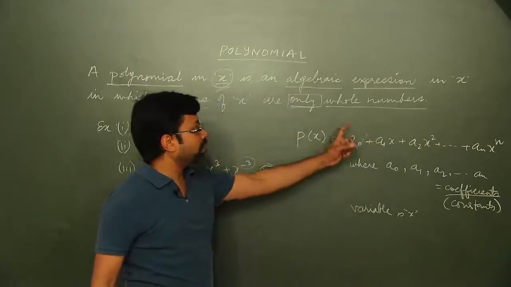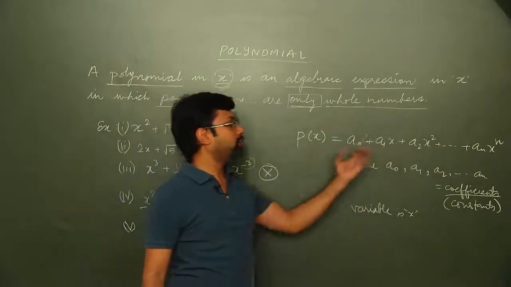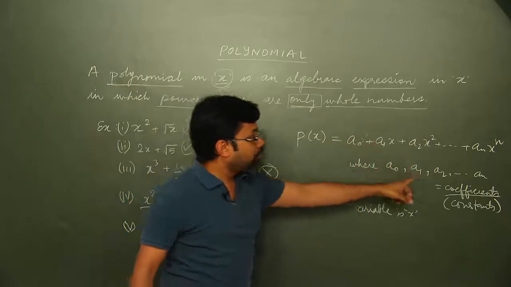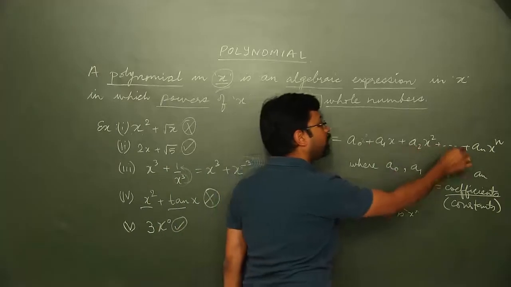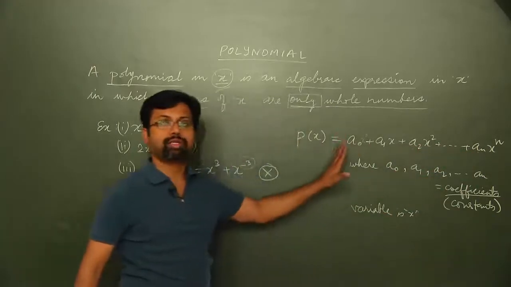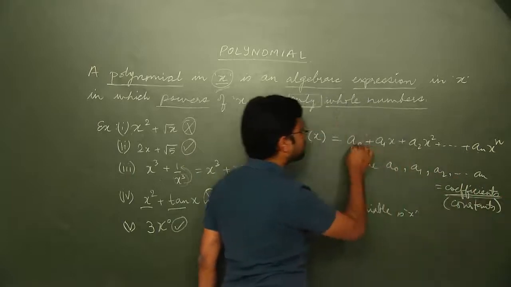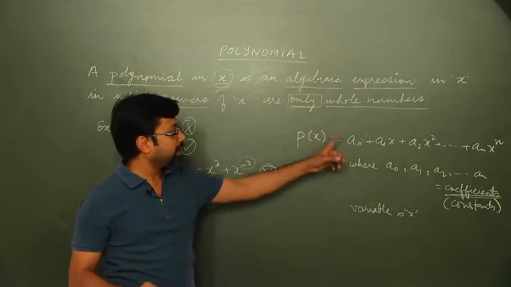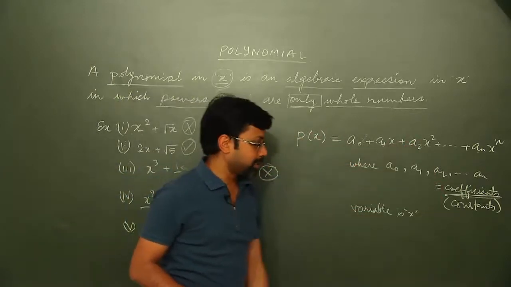So a0, a1, a2 are all constant numbers that have been multiplied to various powers of x, and hence they are called coefficients. They are constant numbers, they do not change their values. Although I have written alphabets here, it is clearly stated that these coefficients are constants, they do not vary, they are not variables, they are constants or coefficients of the variable x.